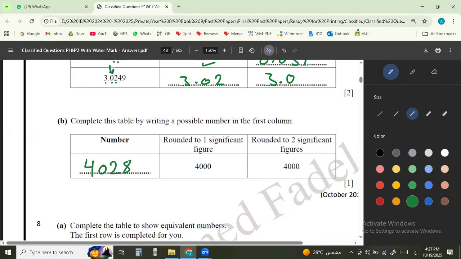Let's round now to one significant figure. One significant figure is the 4. Look at the digit after it. It's weak, mister, so the 4 stays the same. So it is 4,000.